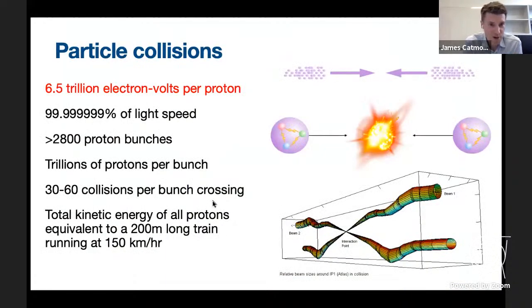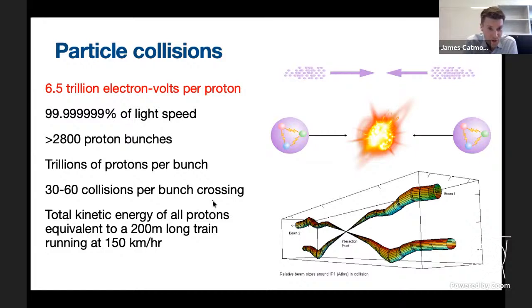So the collisions that are occurring, each beam, each proton in the beams, we're colliding beams of protons, have what we call 6.5 trillion electron volts worth of energy. That means that they're going at 99.999% of the speed of light. The protons move around the accelerator in bunches, and there are around 2,800 bunches of protons there. There are trillions of these protons in each bunch. And every time these bunches cross through each other, between, say, 30 and 60 pairs of protons collide.